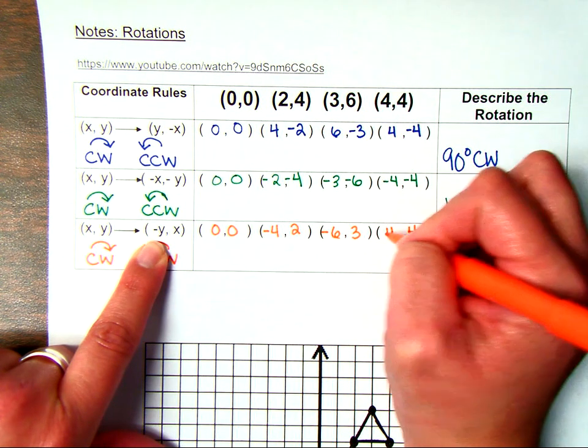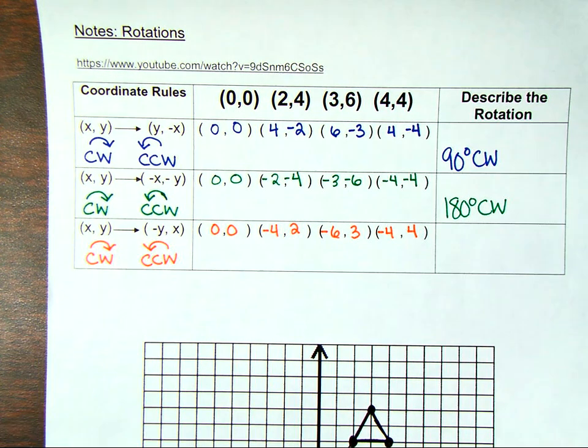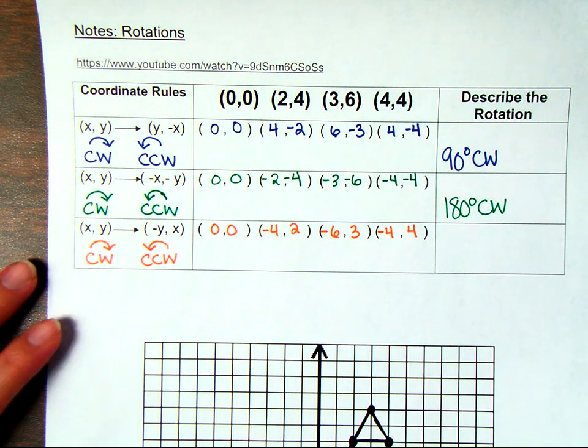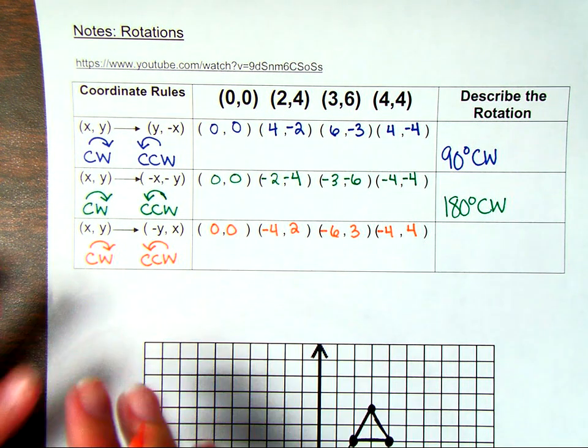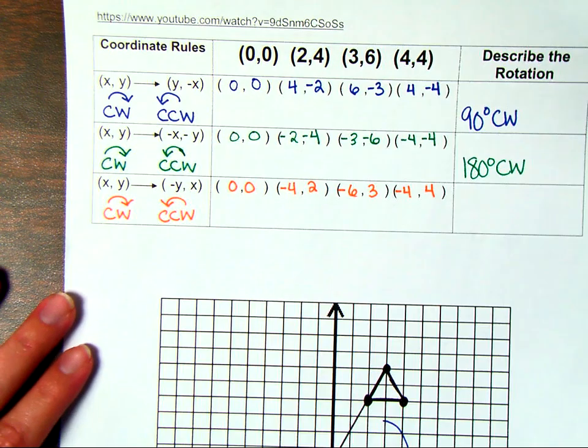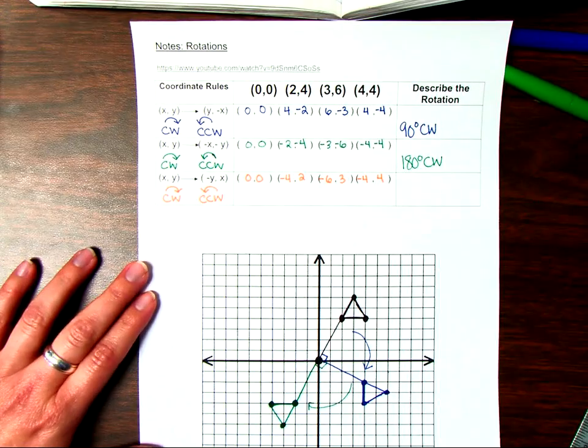And my y was 4. It's now what x was. So those are my new ordered pairs. Okay. And then I'm going to teach you kind of a little strategy that helps me to remember these, because you are going to have to memorize these rotation rules. So let's graph these first.